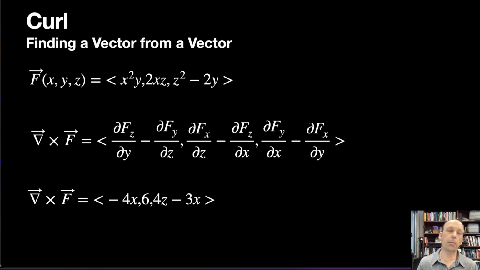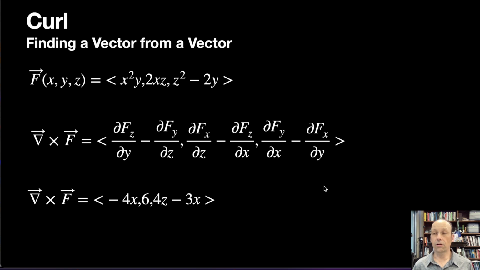You can do this a couple of different ways. You can write it as a determinant of a matrix, but I skipped all that stuff. But I get these partial derivatives again, just like I did with the gradient. Now here, you'll notice I have the partial of fz with respect to y, and then minus the partial of fy with respect to z. So it does change things up a little bit. If you do this analytically, I get this function: negative 4x, 6, 4z minus 3x.